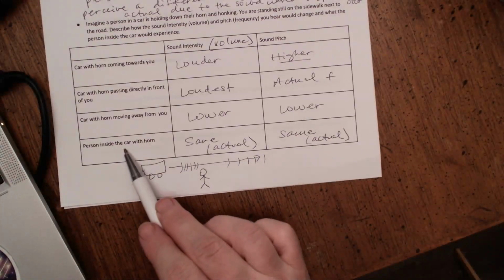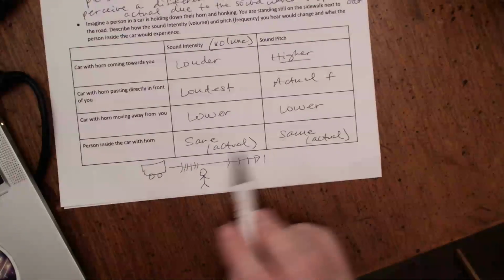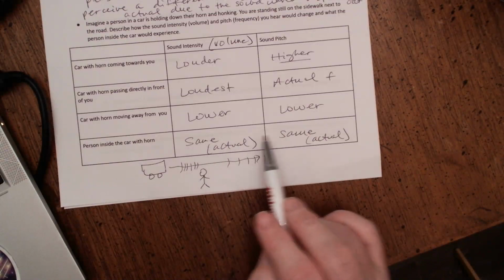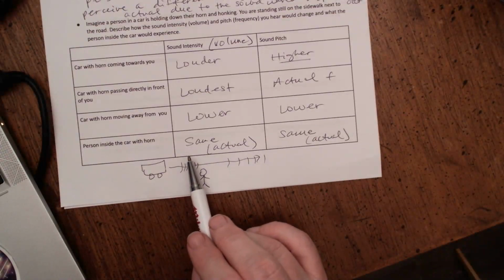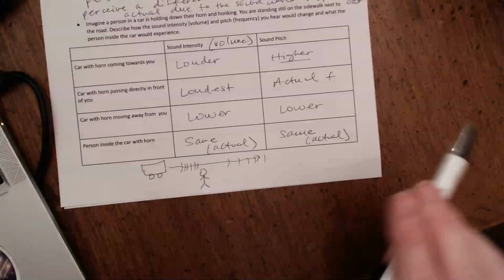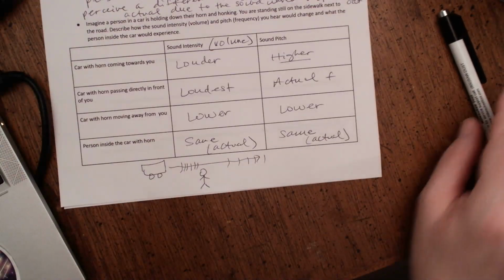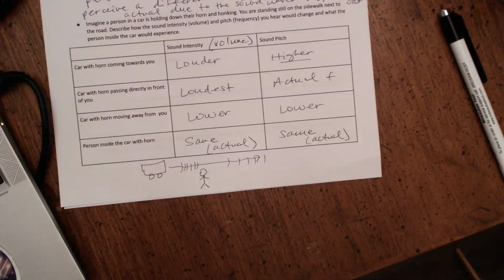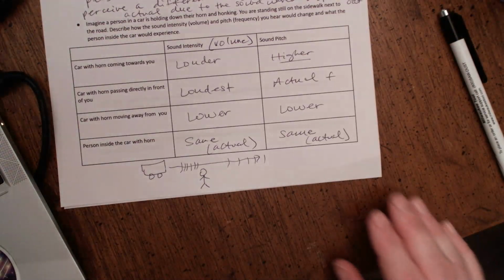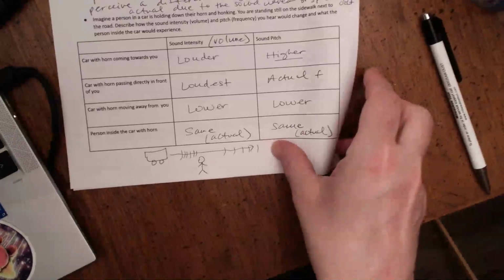The person inside the car is going to hear the same loudness, the same pitch as the sound. They're going to hear the actual qualities of the sound because they're in the car. Their sound waves are not scrunching or spreading out. They're just the same because they're in the car.